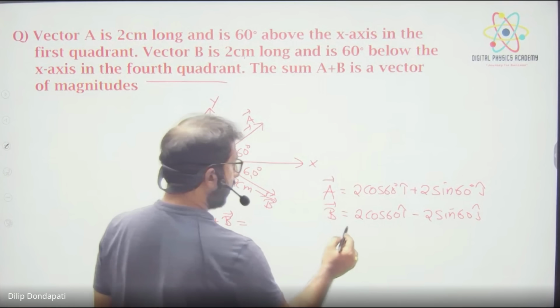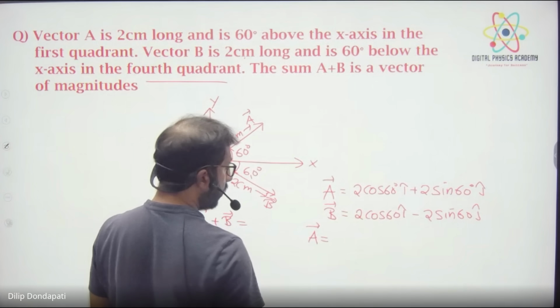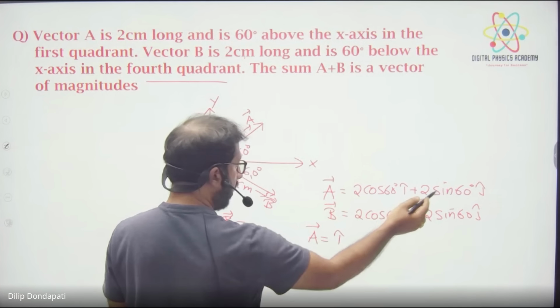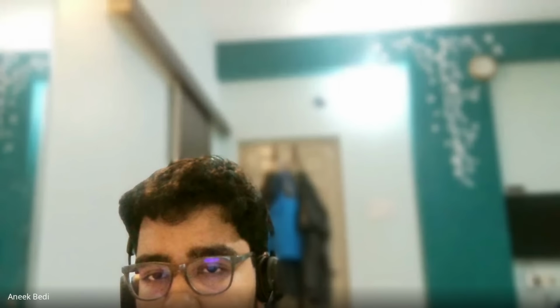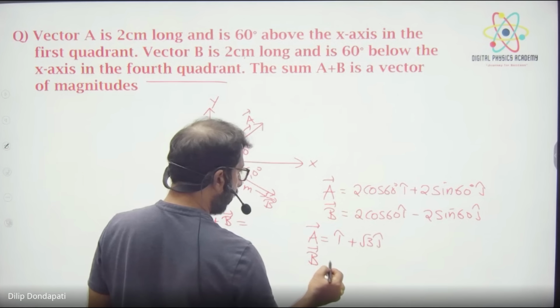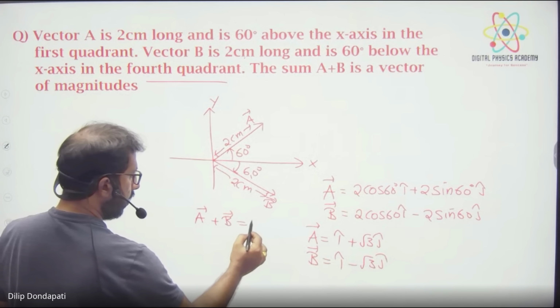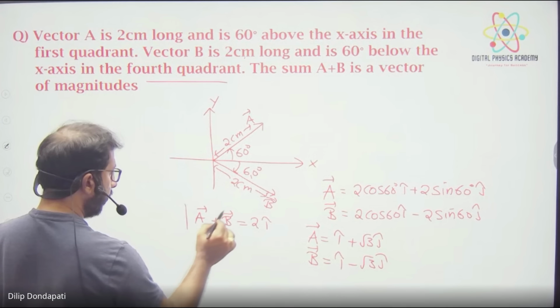Now first, how much is the A vector in vector form? Cos 60 is 1 by 2. 1 by 2 times 2, the 2 cancels, so i cap, plus root 3 j cap. Okay, the B vector is i cap minus root 3 j cap. Now A plus B will be 2 i cap. That's it, right?